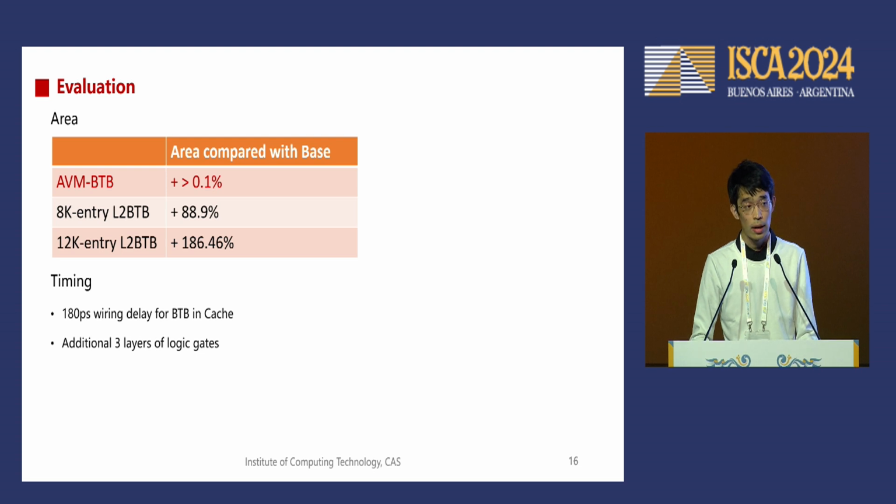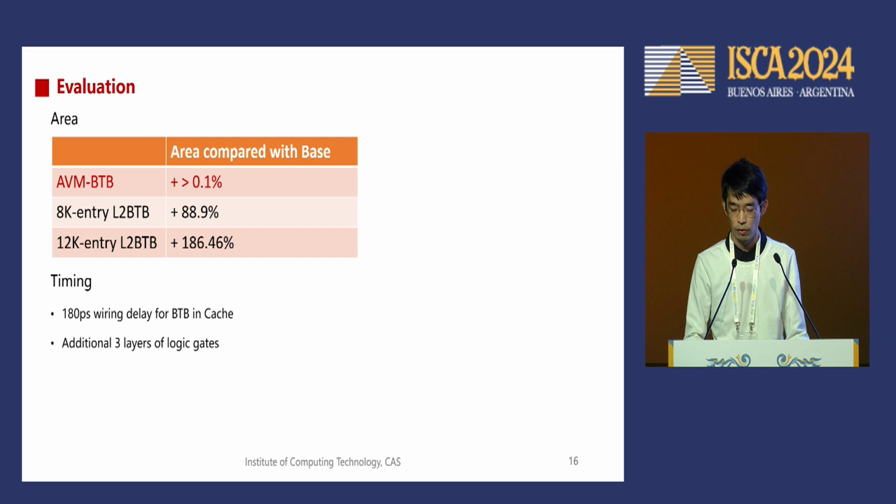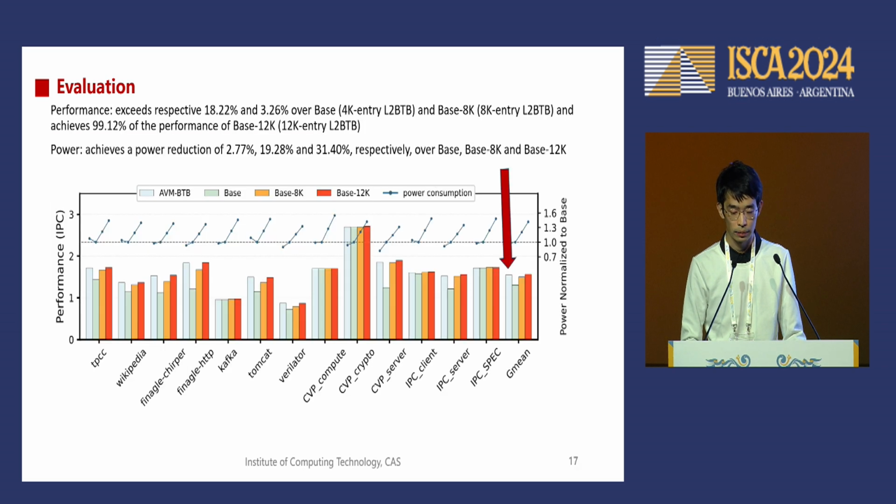And in terms of area, SRAM occupies the vast majority of the BTB area, and our method, AVM-BTB, does not introduce additional dedicated SRAM for BTB, so the area increase is minor. However, if we directly expand the L2 BTB capacity, it would increase the area dramatically. And in terms of timing, the additional virtual BTB introduced a wiring delay of 180 picoseconds and an additional 3 layers of logic gates. And in our design, AVM-BTB serves as a 3-cycle readout lower level BTB, so it does not hurt the timing.